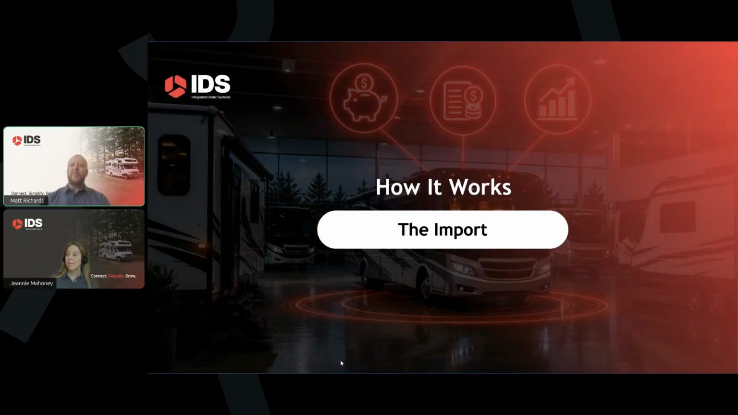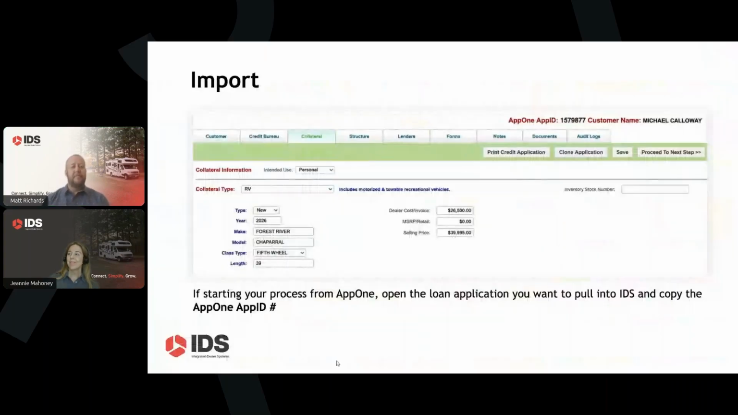So we've talked about what the problems we're trying to solve are, what the benefits to solving those problems are. So now let's get into the meat of it and talk about how it works. And Jeannie's going to help show us that by starting with the import process. Application comes into AppOne. What do we do with it?